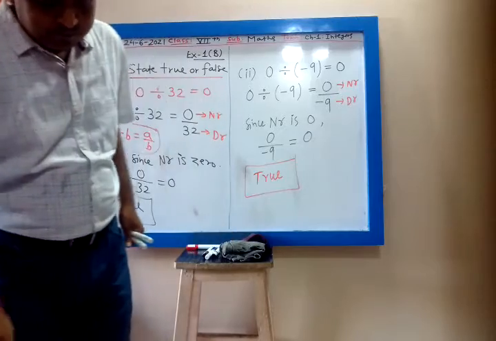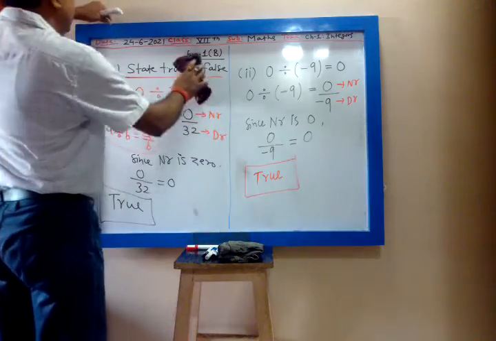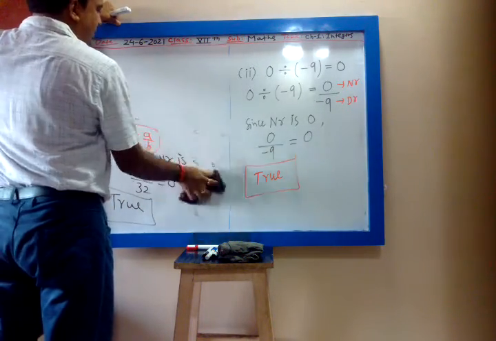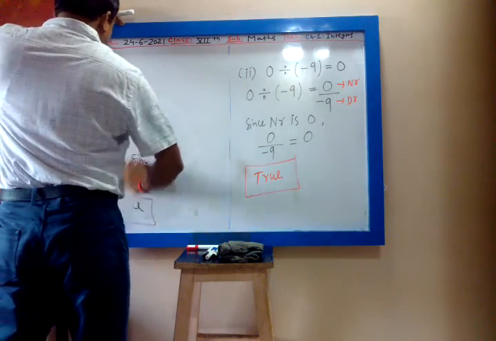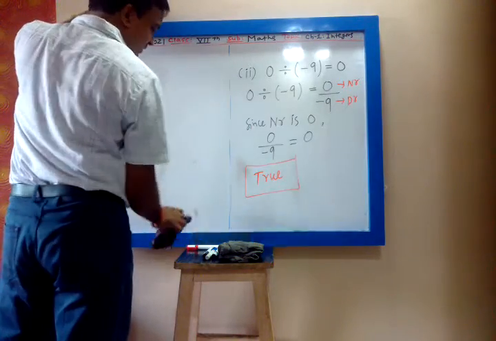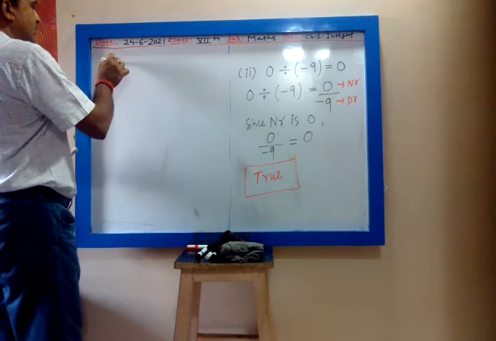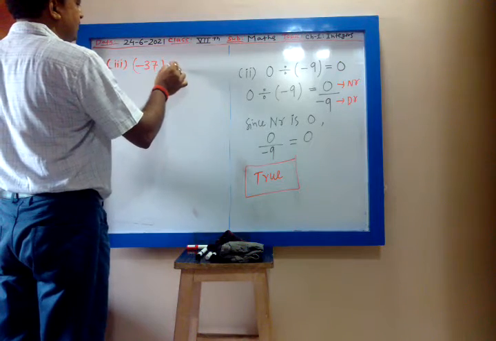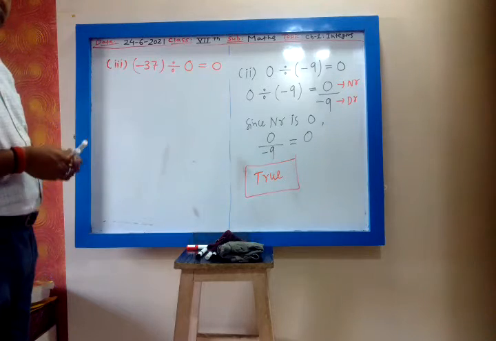Now next is third one. Minus 37 divided by 0 is 0. Let us check where is 0.